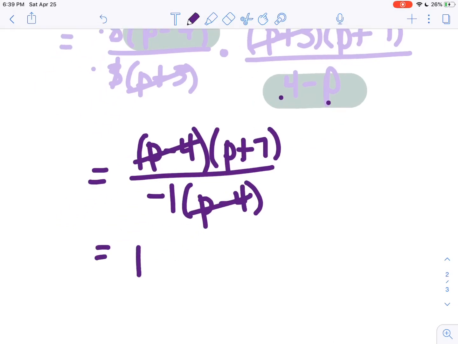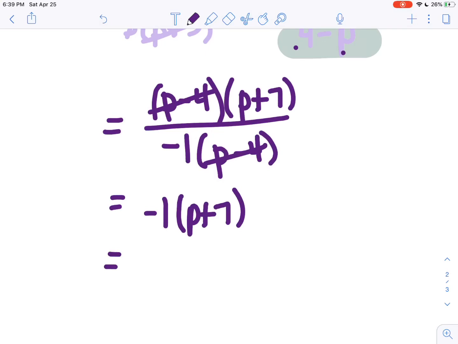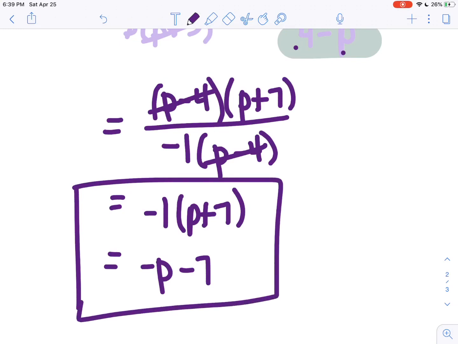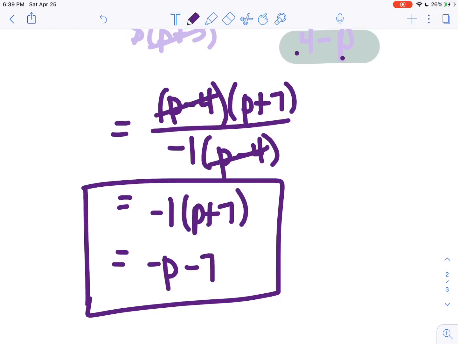And you can leave it as p plus 7 over -1, but it's more proper to write it outside of the parentheses. And if you really wanted to, you could distribute the -1 and make that -p minus 7. But I would accept both of these answers. Even if you left it over -1, I would also accept that as an answer as well.